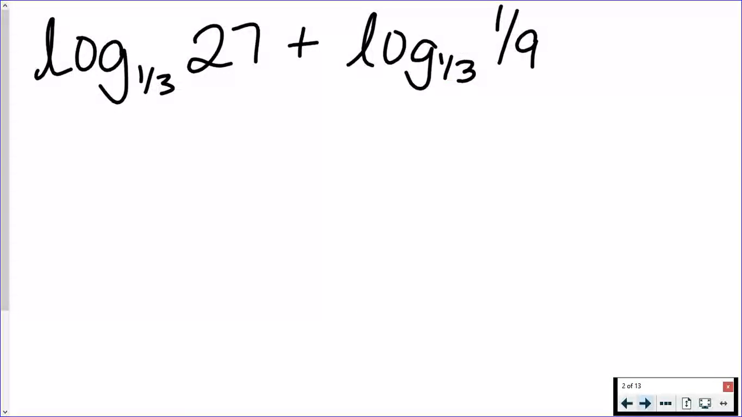Here's another problem where I can use the product property. I've got two logs added together and they have the same base. In this case, the base is 1/3, and it's totally fine that I have a fraction as a base. As long as they match, I can do the product property. According to the product property, I can multiply the 27 times 1/9.